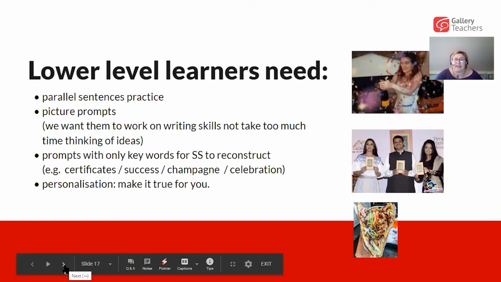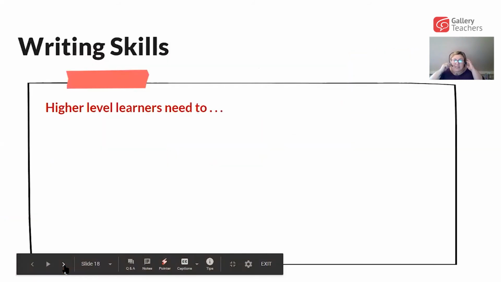Just before I do the reveal, again, I'll give you maybe 10 or 20 seconds. Have a think about what higher level learners might need.